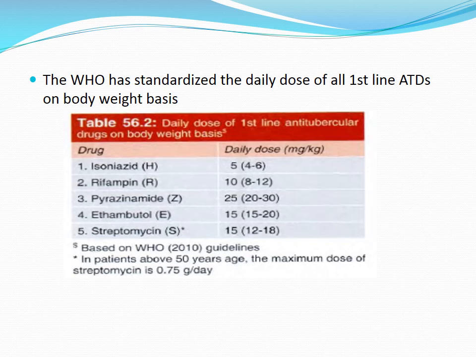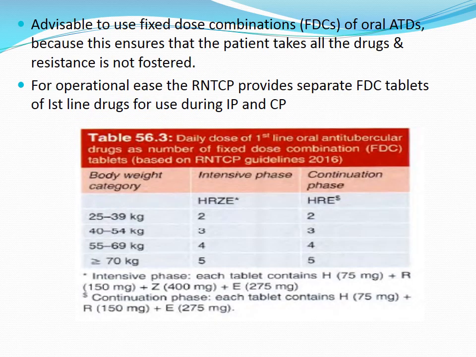So these are the milligram per kg doses, but it is not possible every time to calculate the doses on the basis of weight. So the RNTCP has now come with a dose combination of these antitubercular drugs, okay. We have already seen the fixed dose combination, meaning in a single tablet all 4 drugs in the intensive phase or all 3 drugs in the continuation phase are combined, okay. So what is the advantage? This ensures that the patient takes all the drugs and resistance is not fostered.